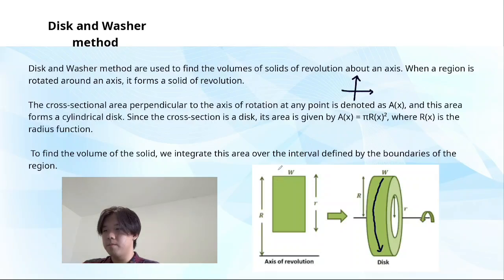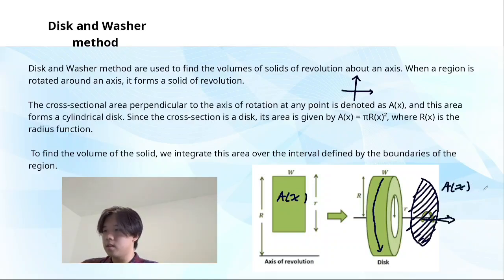The cross-sectional area perpendicular to the axis of rotation at any point is denoted as A(x), and this area forms a cylindrical disk. Since the cross-section is a disk, the area is given as A(x) equals pi R(x) squared, where R(x) is the radius function. To find the volume of the solid, we integrate this area over the interval defined by the boundaries of the region.